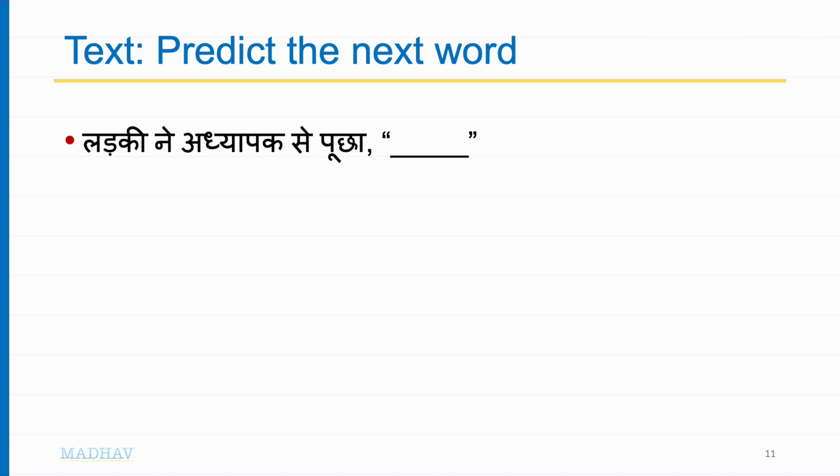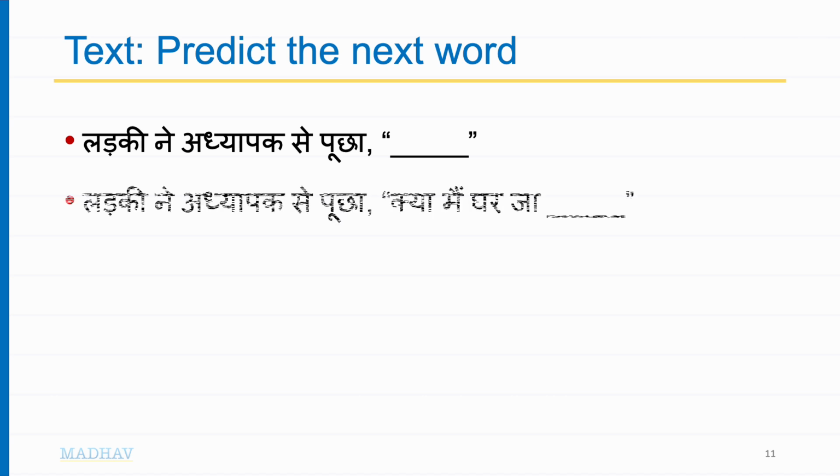Basically, it could be anything, right? It's a very wide scope. लड़की ने अध्यापक से पूछा राम कौन है, श्याम कौन है, कानपुर कहाँ है, भारत की राजधानी क्या है? So many questions are possible. Now look at a little longer sentence.